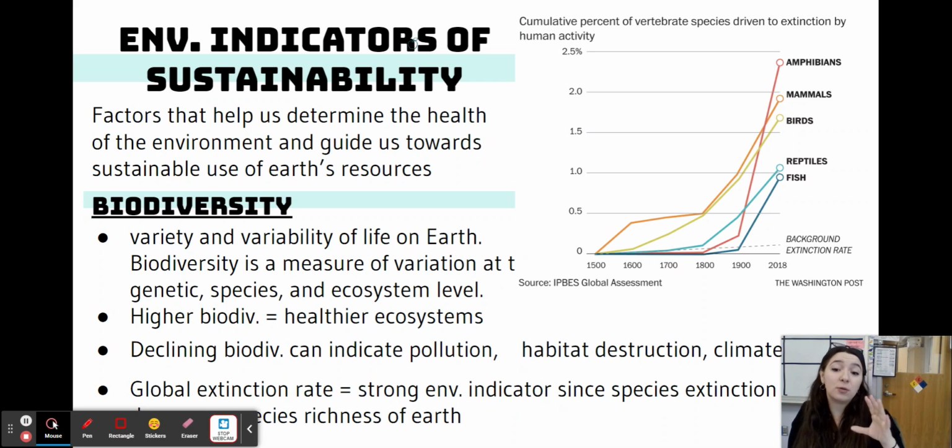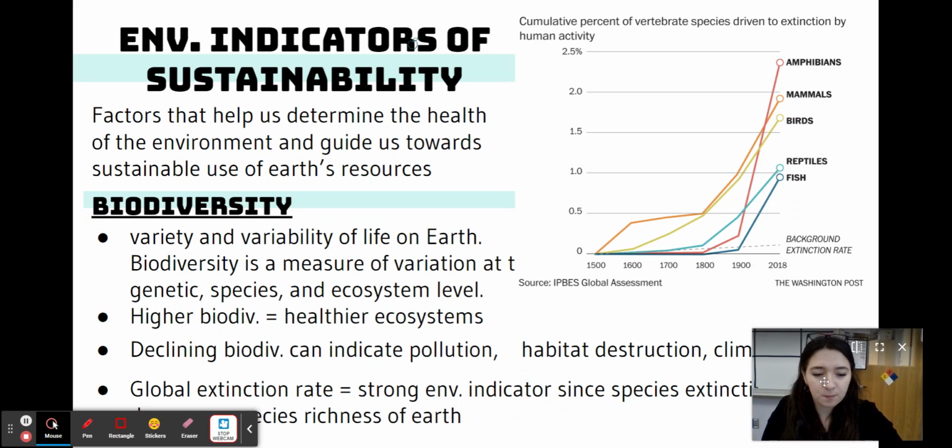Okay, higher biodiversity means healthier ecosystems. The more different kinds of species living in an area, the more biodiverse, the healthier it is. It will most likely be a sustainable ecosystem. Okay, when we have a declining biodiversity, it can indicate pollution, habitat destruction, or climate change.